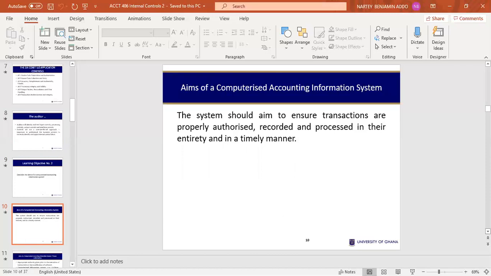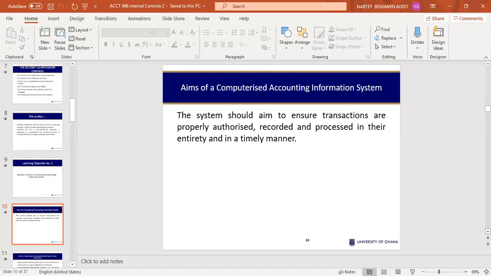Now, accounting information system can be manual. You see, we say that the accounting information system is actually to ensure that the rules, the policies, the procedures about data collection, data processing, information generation, and giving out information to users are followed. The company has some procedures, rules, and policies that govern all these activities. But this can be done in the manual form, and it can also be done in the computerized form.